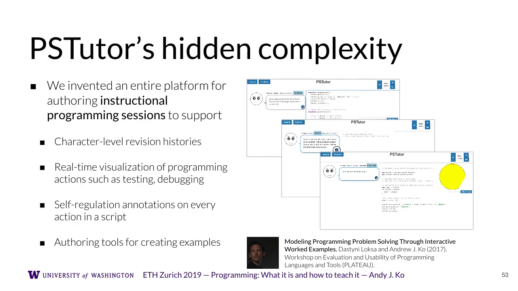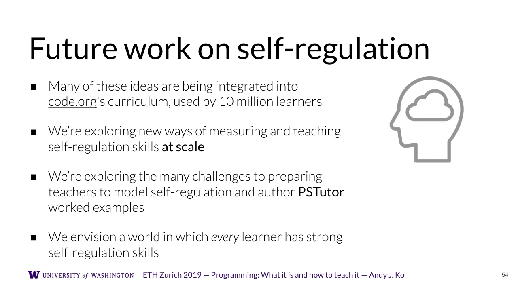We had to invent an entire platform for authoring programming sessions in a structured way. We needed character-level revision histories, real-time visualizations of programming actions such as testing and debugging, and self-regulation annotations on every action in the script. So we had to be able to link metadata to all of the choices that a developer was making and their modifications to a program. And then one of the hardest things was actually creating an authoring tool for writing these examples. It turns out that writing a description of a process that somebody follows to construct a program is a very challenging task. And so Gus and I have been working a lot on tools for this. A lot of our future work on self-regulation has been picked up.